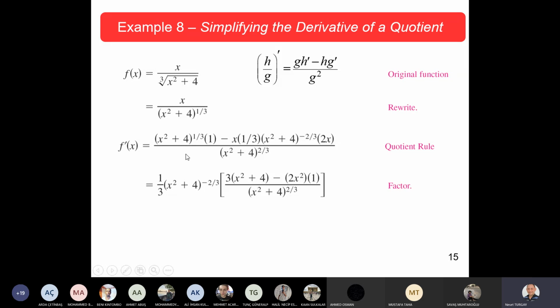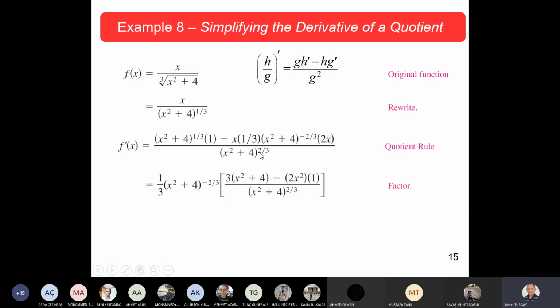Just this part is calculations. So x squared plus 4. Here also x squared plus 4. Okay. Now, this is a common denominator. If you divide this one with this one, you will get this guy.